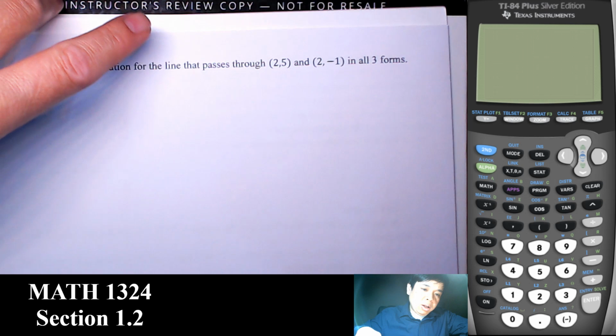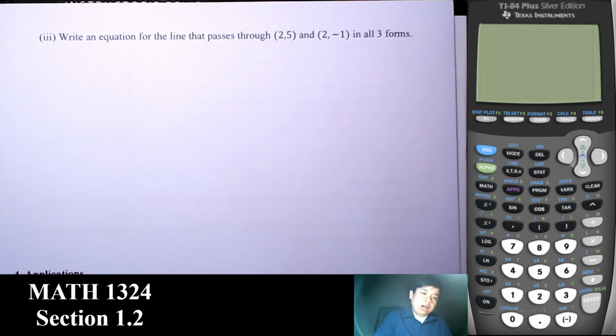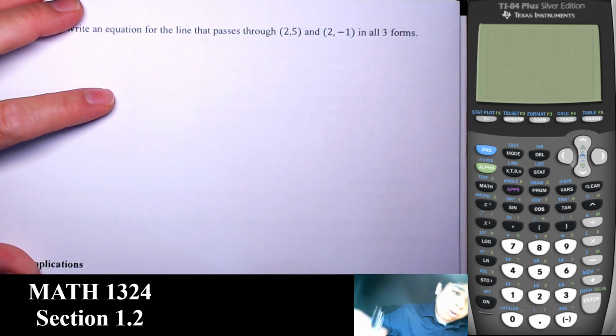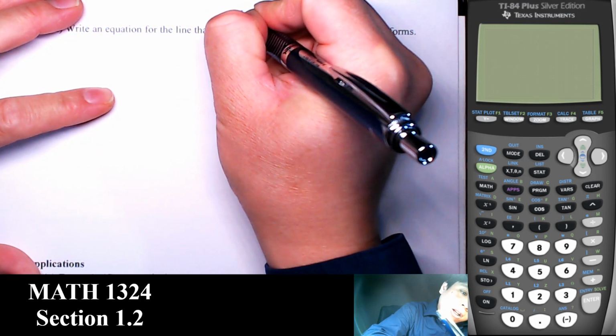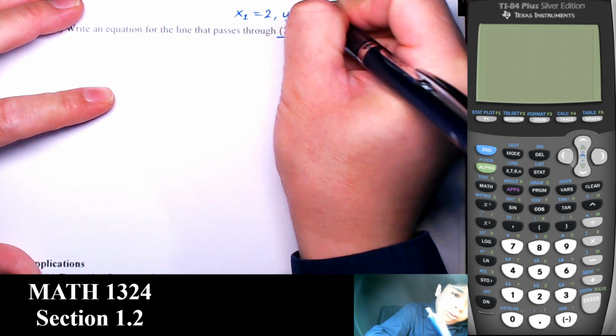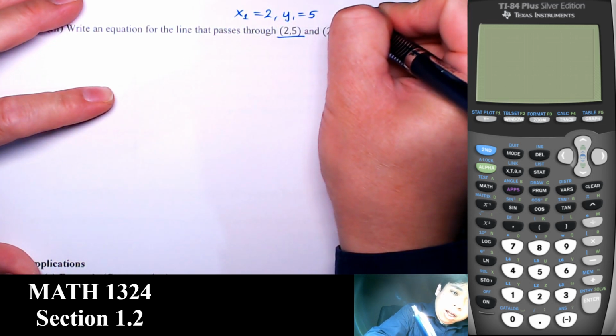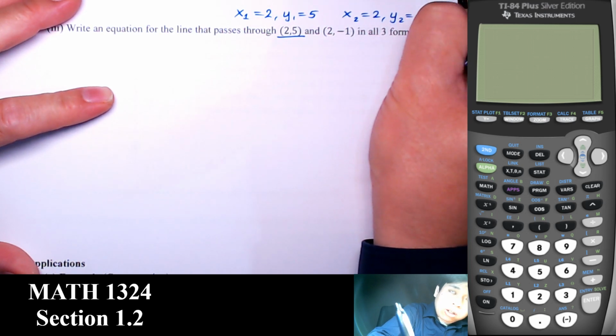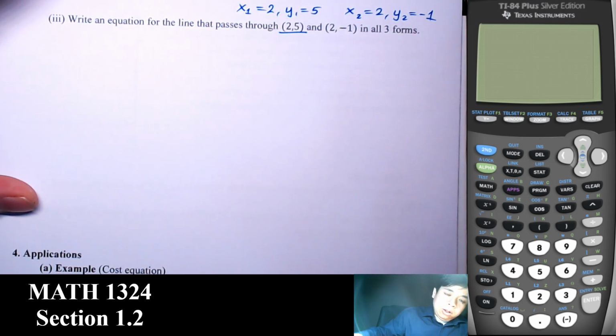Right. Now write the equation with 3 forms. Right. So let's write x1 is 2, y1 is 5, x2 is 2, y2 is negative 1. So we start with the slope.